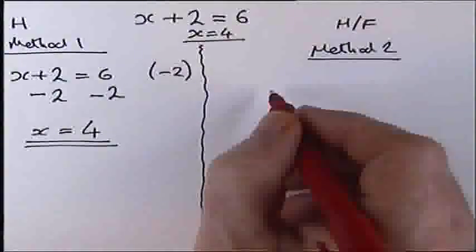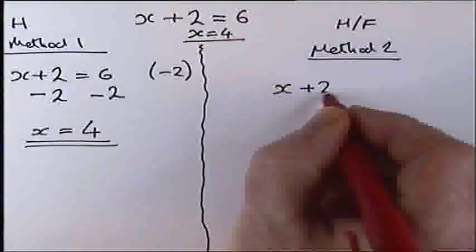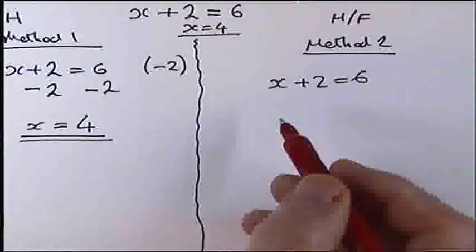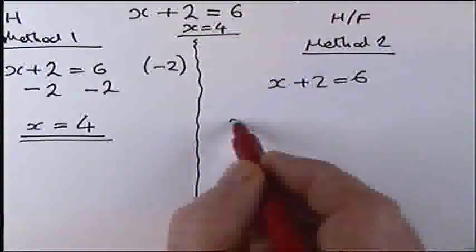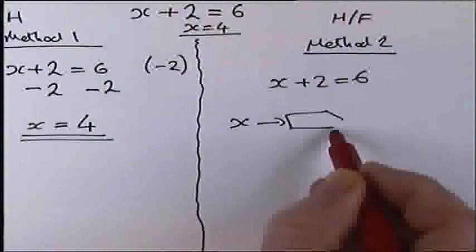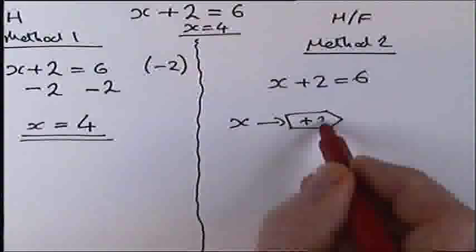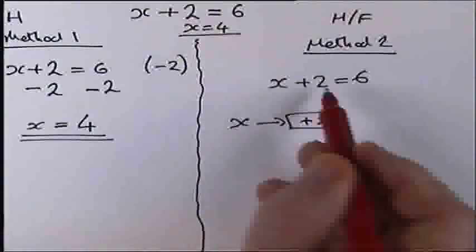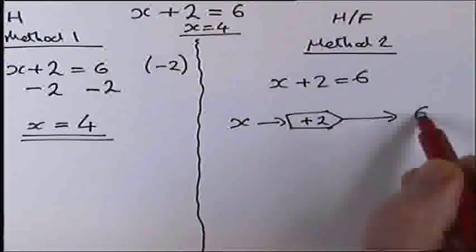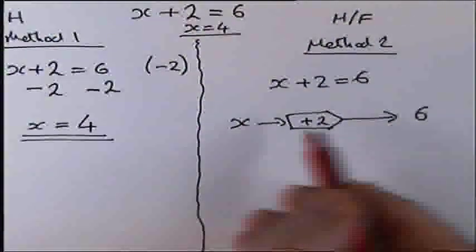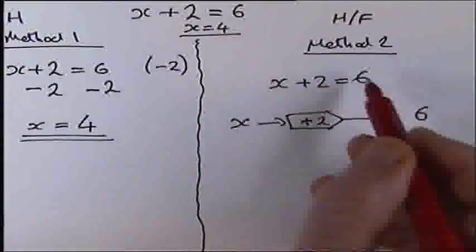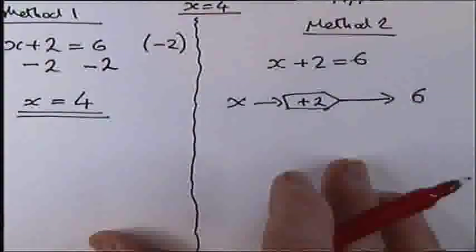So on this one we write down the equation again, x plus 2 equals 6, and then we say to ourselves, okay, well what happens to the x? Well, what happens to it is that we add 2 to the x, because we have x add 2, and that's the only thing that happens to the x. If we start with an x and we add 2, we get 6 out, because that's what happens. The left hand side is equal to the right hand side, which is 6.